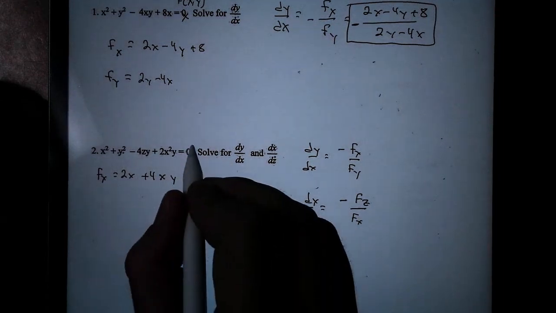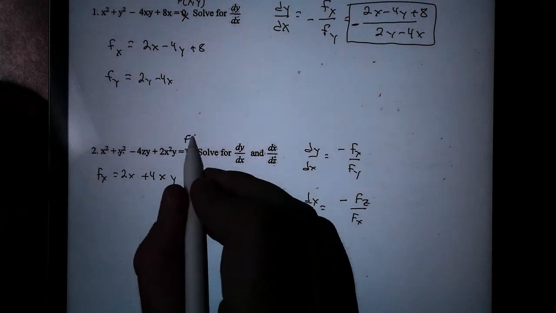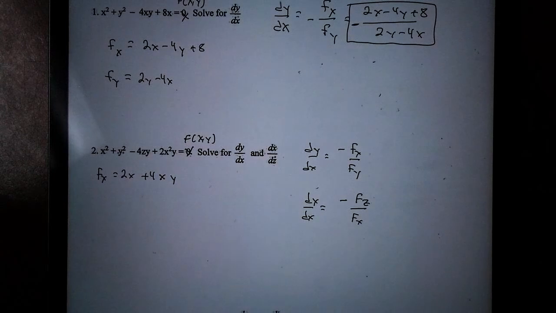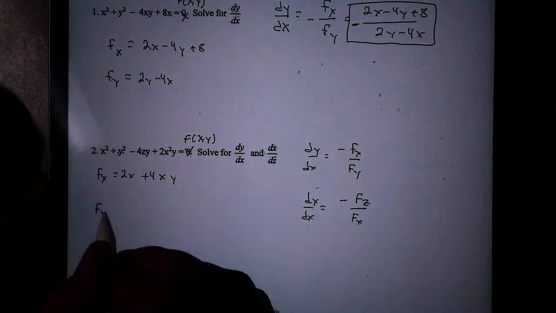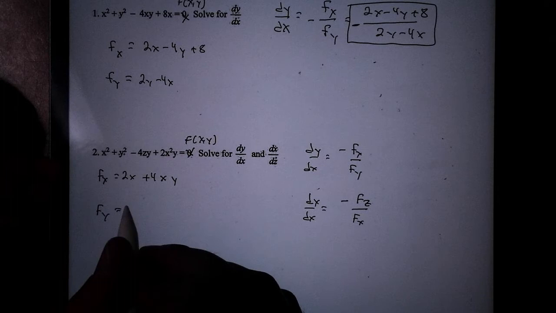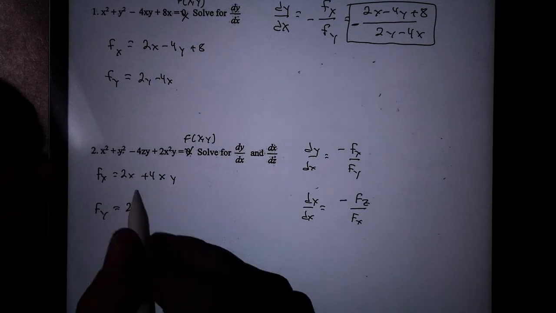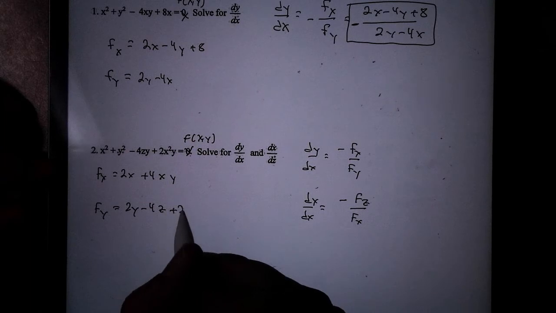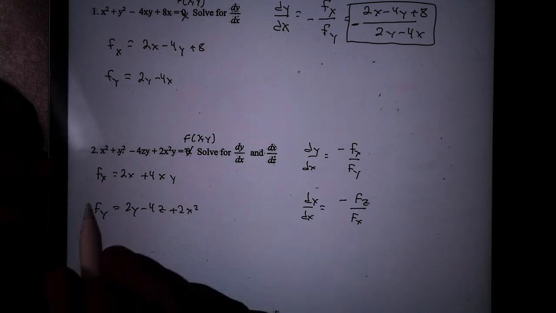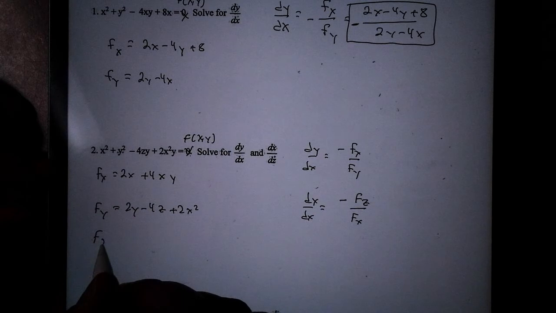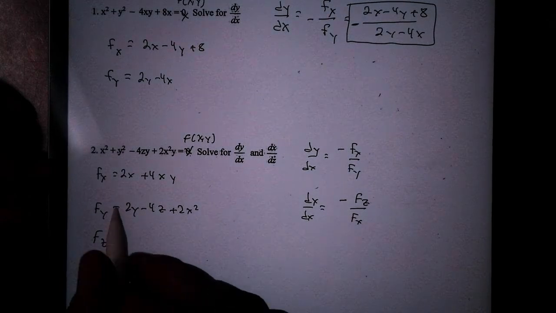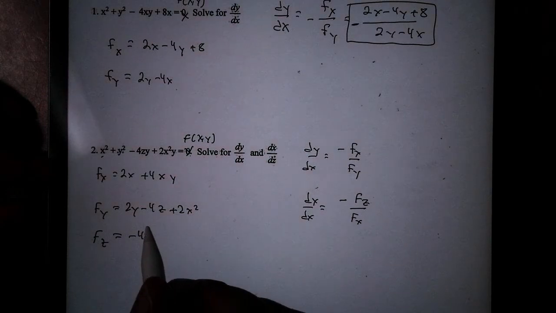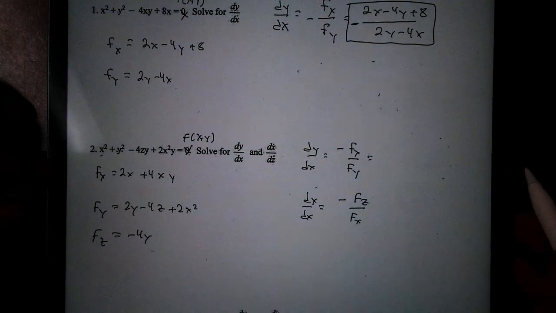Now again, this does have to be equal to a function, so I just scratch out that 0 and make it f of xy. Set that equal to a function. F_y, just for your information, we're going to get 2y, this becomes minus 4z, and we get plus 2x squared. And the last one, the derivative with respect to z, we get minus 4y, and I think that's it.